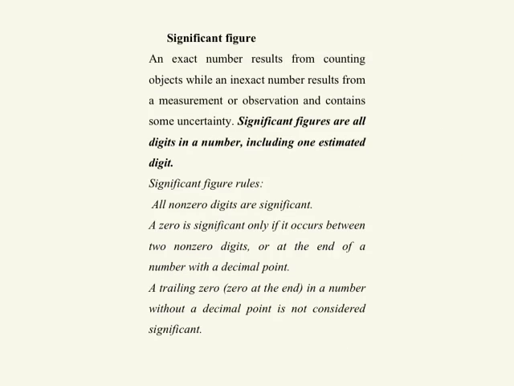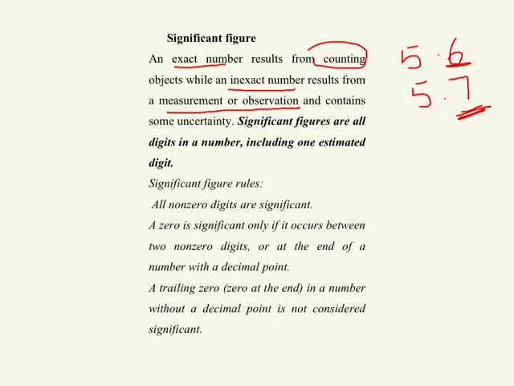The next one is significant figures. This is a very important topic. There are two types of numbers, exact numbers and inexact numbers. Exact numbers are what you get from counting: 10 students, 10 apples. But inexact numbers come from measurement. For example, you're measuring the length of a ruler. One student can say 5.6, another one can say 5.7. So there is an uncertainty in the last digit. So significant figures are all the digits in the number, including one estimated digit.